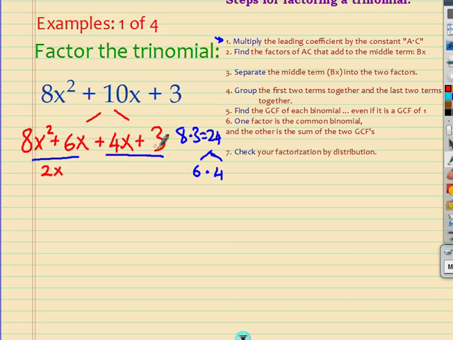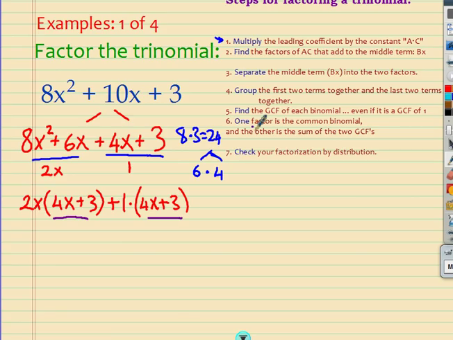On the second group, there is nothing common, so I'm just going to factor out a 1. When we factor out the 2x from the first group, we're going to have 2x times, and that's going to leave us a 4x, because 8x squared divided by 2x is 4x. And 6x divided by 2x is 3. On the second group, if I factor out a 1, then we are going to have 4x plus 3 again. As you can see, we have a matching binomial.